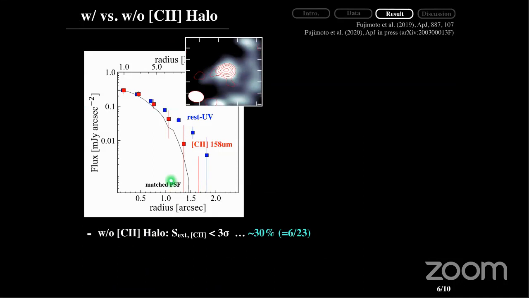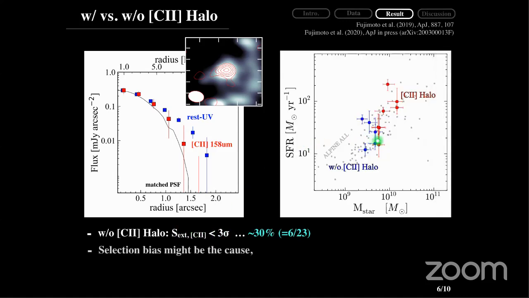During these works, we also identify a number of objects whose C2 line is not so extended in contrast. We regard those objects without C2 halo by setting the 3 sigma upper limit for the extended C2 emission, and find mostly the same fraction there. When we compare with and without C2 halo objects on the star formation rate and the stellar mass plane, we find that C2 halo objects generally have higher star formation rate and stellar mass values.